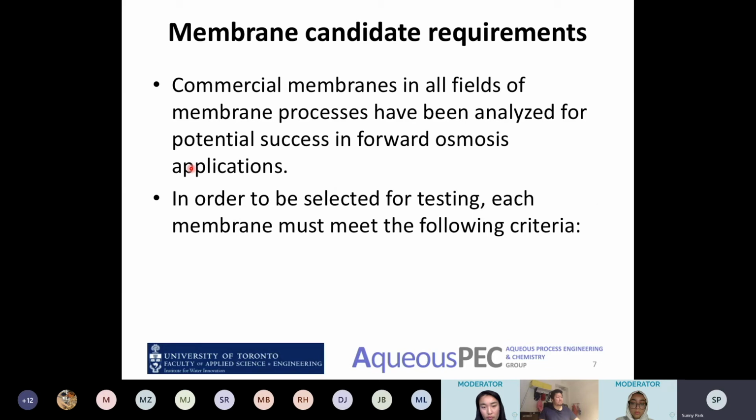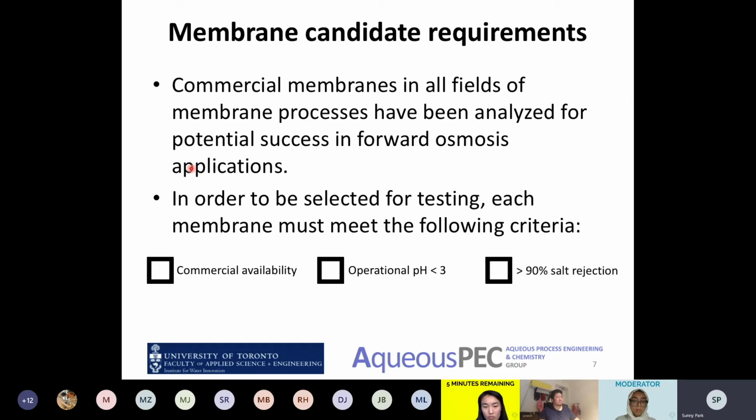These candidates from differing fields and membrane processes will be analyzed on their ability to meet the following criteria: commercial availability of flat sheet modules, an operational pH of less than 3, and greater than 90% salt rejection. This ensures that we can purchase membranes for testing, and the membranes are suitable for our feed, which is usually an effluent around 1.68 to 2 pH, highly concentrated in salts, arsenic, magnesium, and a few other elements.